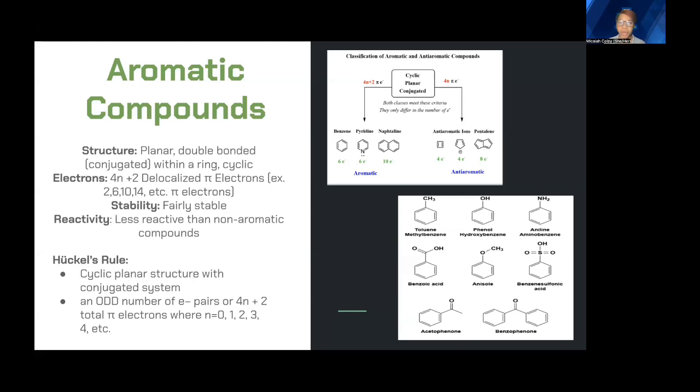As well, aromatic compounds are fairly stable. And as far as reactivity, they are less reactive than non-aromatic compounds because of the way their electrons are positioned and the way that they interact with each other. And there's something else that we use within chemistry to differentiate between aromatic and anti-aromatic compounds, and it is known as Huckel's rule. For aromatic compounds, the compound has to be cyclic, planar in structure with a conjugated system, and there has to be an odd number of electron pairs or 4n plus 2 total pi electrons, where n is either 0, 1, 2, 3, or 4. And by that I mean 2, 6, 10, 14, etc.